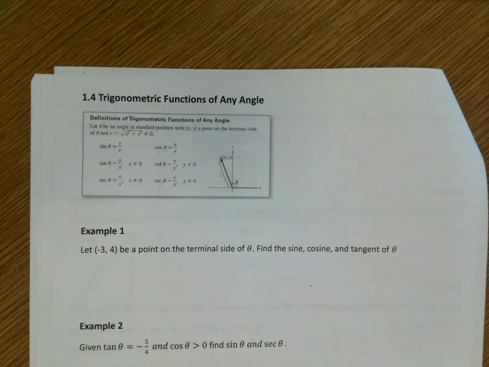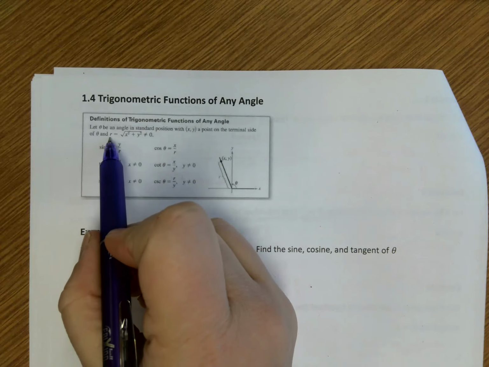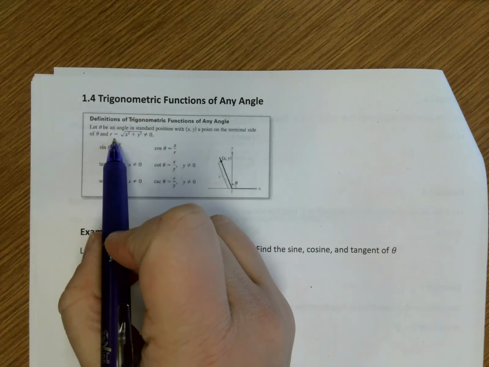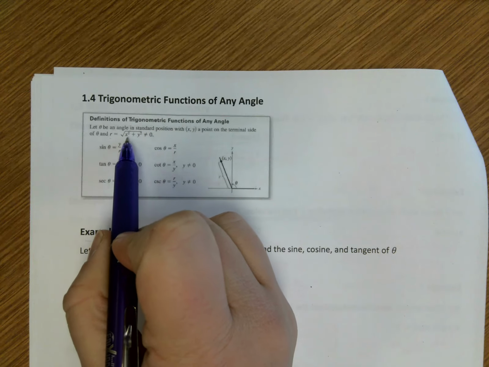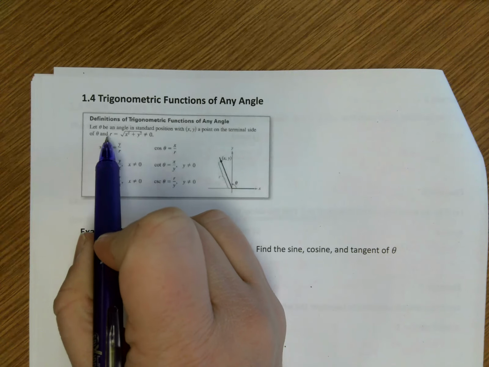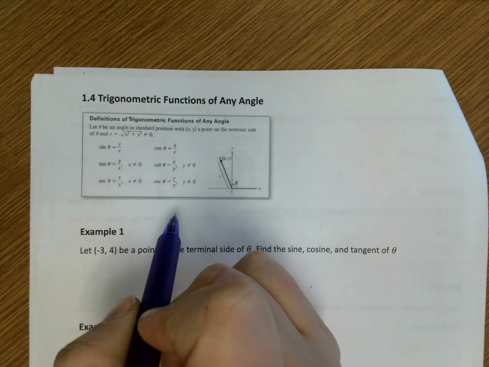1.4, trig functions at any angle. So not just on the unit circle angle. So when we're talking about this here, this is how we find our radius, which we have talked about. X squared plus y squared, the square root of that. Again, that's just bringing it back to a squared plus b squared equals c squared. And again, your c is always your radius.